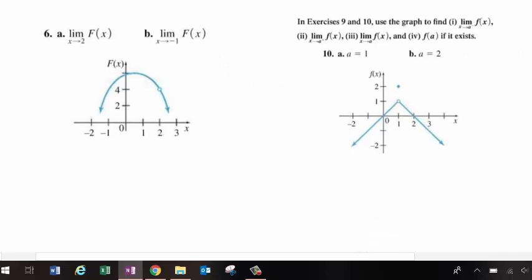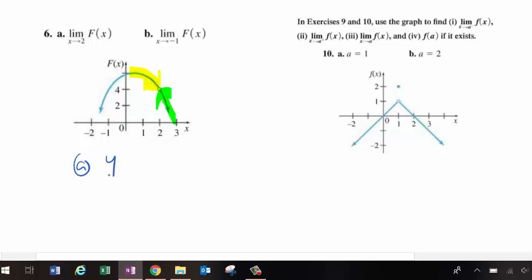Looking at number 6, we're now looking at a graph. The A is asking for the limit as x approaches 2. So again, I'm going to use arrows here. So as I'm approaching 2 from the left, and 2 from the right, they are both approaching 4.